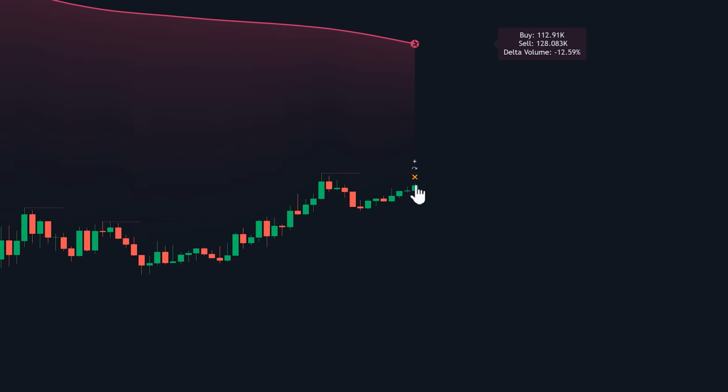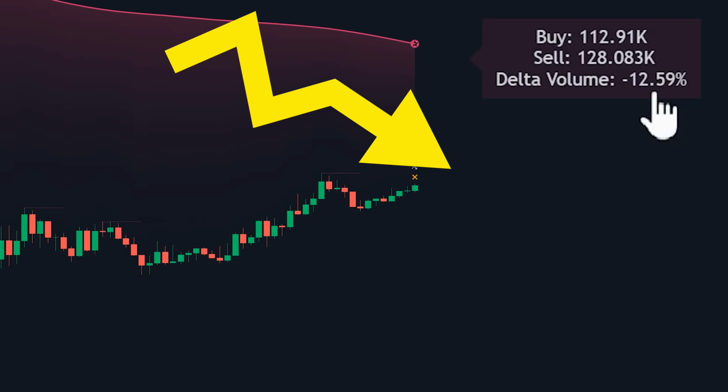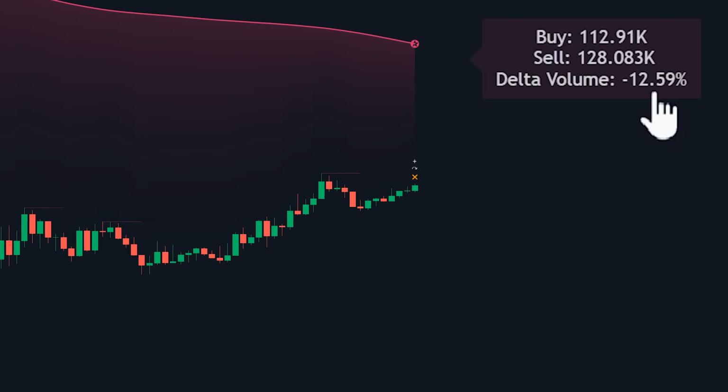Once we have it, we want to confirm that the trend delta value is below minus 10% to indicate that the bearish trend in the market is strong enough to push the price down. Right here, we can see that this number was below minus 10%, which means this entry is a valid entry.